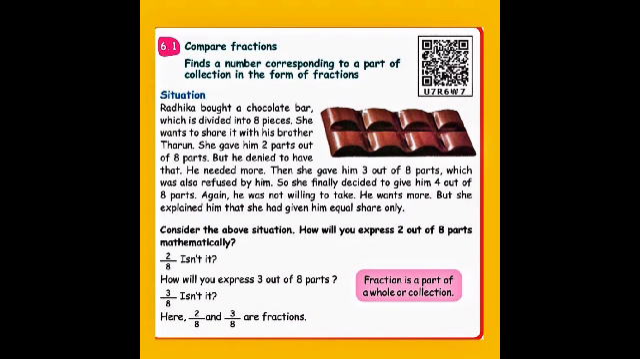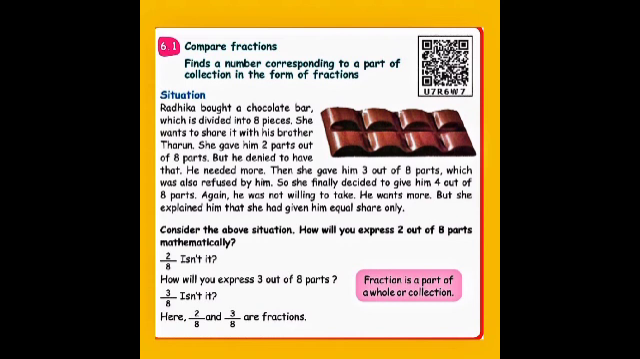So what is given in this situation? First she gave two parts out of 8 parts, which means 2 by 8 in mathematical representation. In the same way, 3 out of 8 means 3 by 8. Therefore, 2 by 8 and 3 by 8 are fractions.